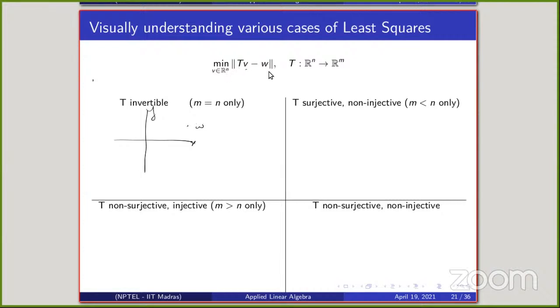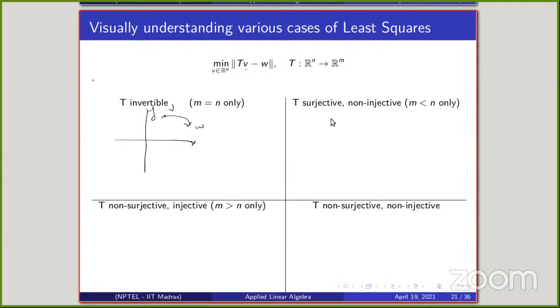We want to minimize TV minus W. Because T is invertible, the range of T is basically the whole XY space, which means you could directly find some V which maps to the vector W. So here it's very simple. You just satisfy TV equals W, and there is only one unique vector V which satisfies TV equals W.